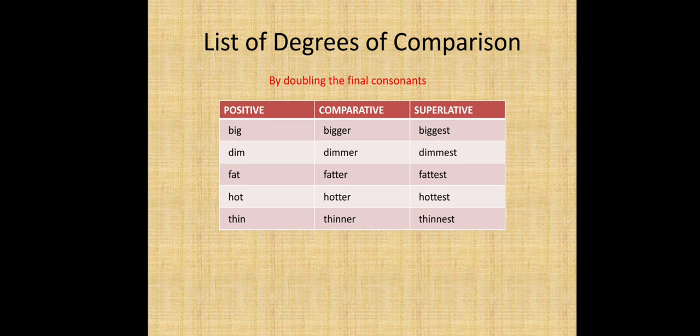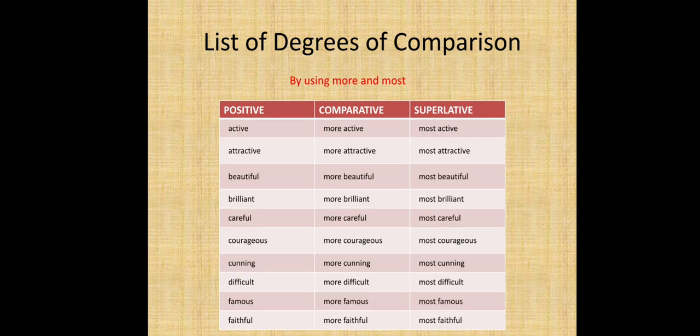Now, sometimes by doubling the final consonant also, like big, bigger, biggest. Now, you can see here, I have doubled the last alphabet G, bigger, biggest. Now, dim, dimmer, dimmest, fat, fatter, fattest, hot, hotter, hottest, thin, thinner, thinnest.